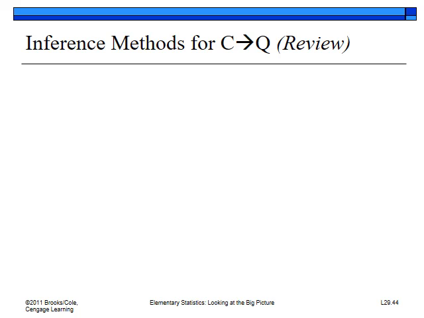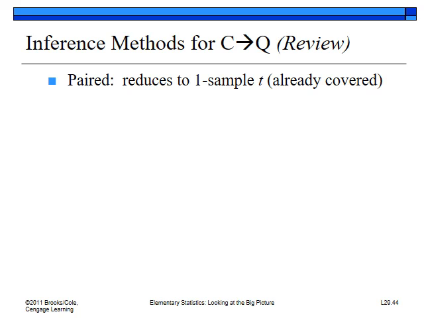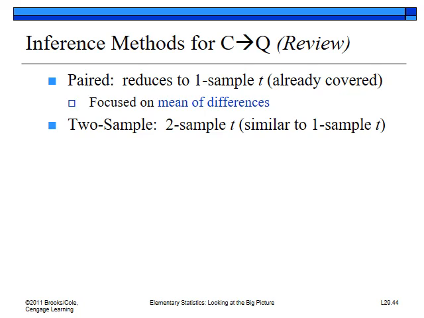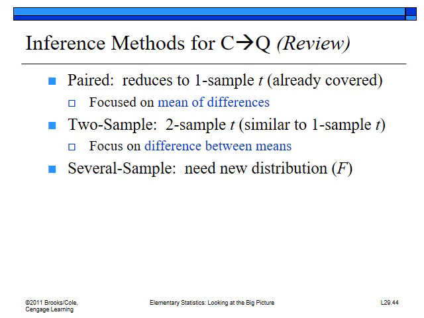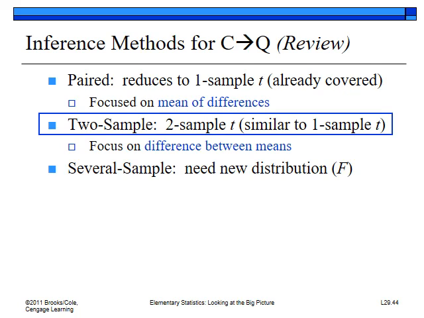So remember, when we have a categorical explanatory variable and a quantitative response variable, we may have a paired design, which reduces to a one sample t. We just saw that. For this design, we look at the mean of the differences. There's a two sample design. For this, we'll use a two sample t, which is going to be similar to what we've done for the one sample t. We're about to talk about that. For this, we focus on the difference between the means, not the mean of the differences. We also have the several sample design, which we'll look at in the next video. So let's turn our attention to the two sample t.